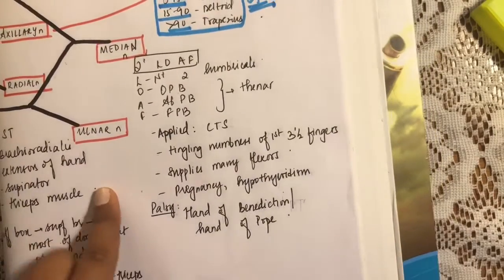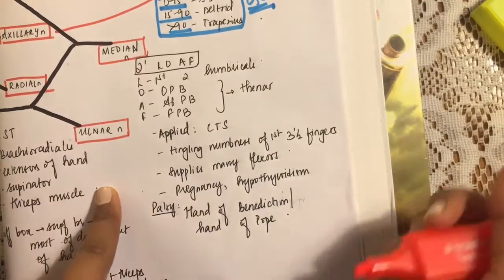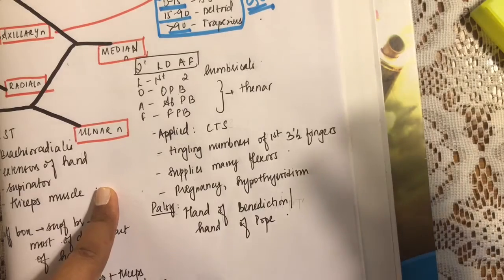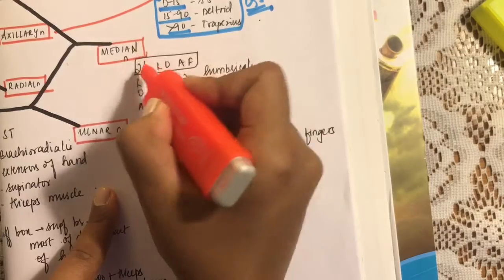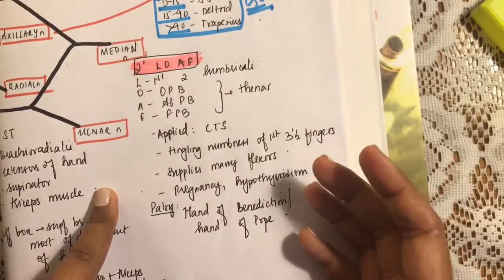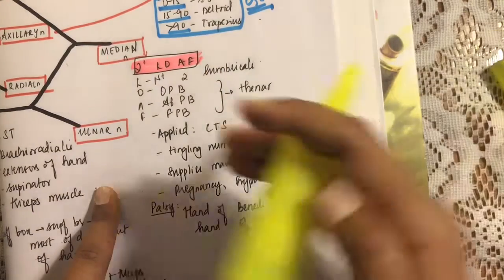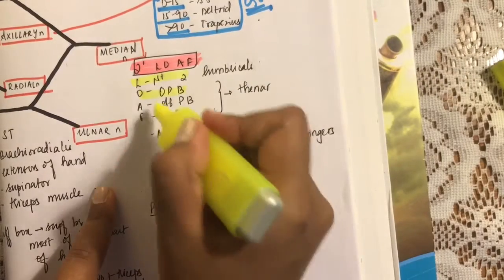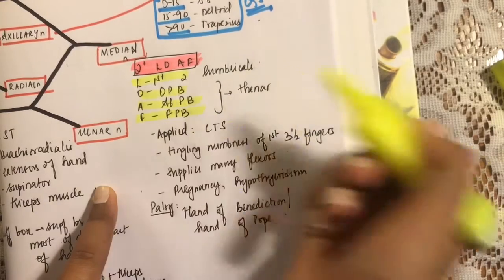Median nerve, you can just remember it as middle. What do we find in the middle of a sandwich or a hamburger? We find the meat, but we use two loaves around whatever is in the middle. So this will be our mnemonic: two loaves, 2L for the first two lumbricals, O for opponens pollicis brevis, A for abductor pollicis brevis, and then F for flexor pollicis brevis.